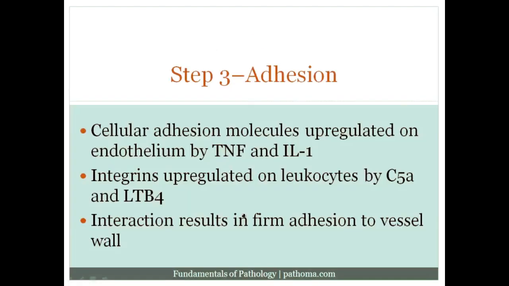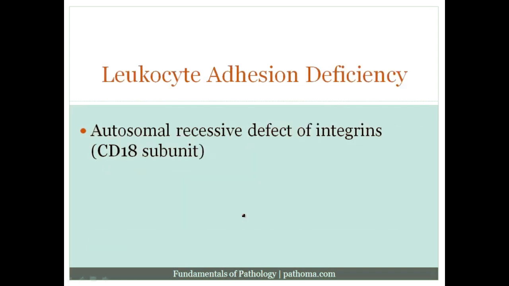But before we do that, there's an important disease that we want to discuss, and this disease is very high yield. It's called leukocyte adhesion deficiency. Now, the problem in leukocyte adhesion deficiency is that the patient has an autosomal recessive defect of one of the subunits of integrin, and you do need to know for examination that it is the CD18 subunit.